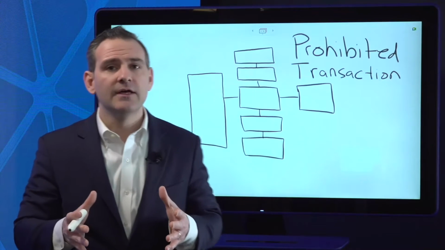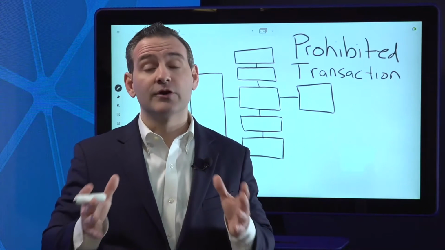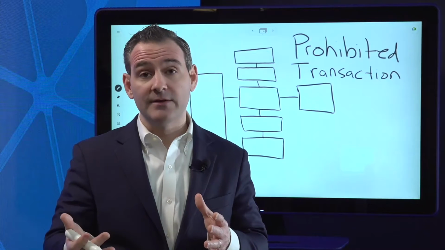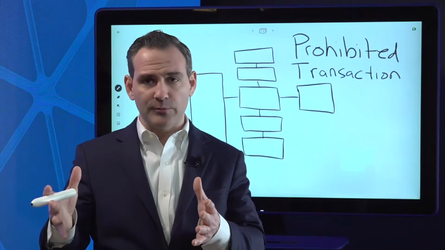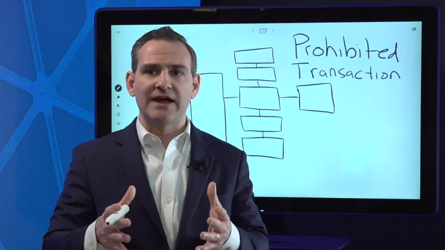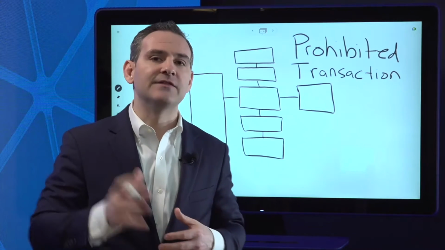Now you're going to learn there are areas of gray. So there are transactions that are blatantly prohibited. There are transactions that appear to be absolutely acceptable. And then there are transactions that are gray. And so we'll talk through that in this session.